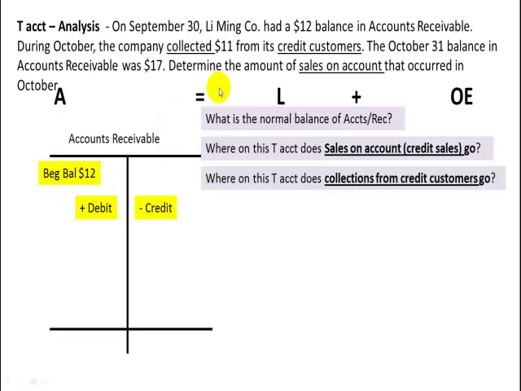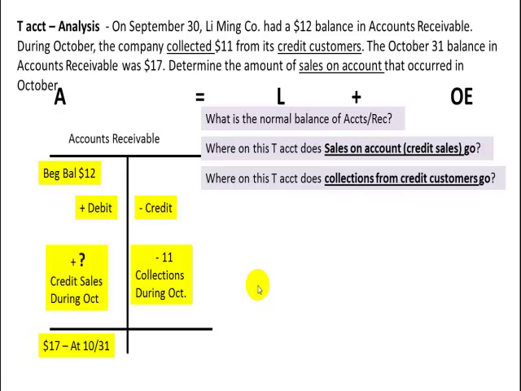So a beginning balance of 12. The company collected $11 from its credit customers, so we're going to have a credit there for $11 on the credit side. And it said the October 31st receivable balance was $17, so you have to assume that's normal, so that's going to be a debit balance of $17. And so what we're looking for here is the amount of credit sales that happened during October. That's the unknown piece. So let's do a little calculation over here on the side.